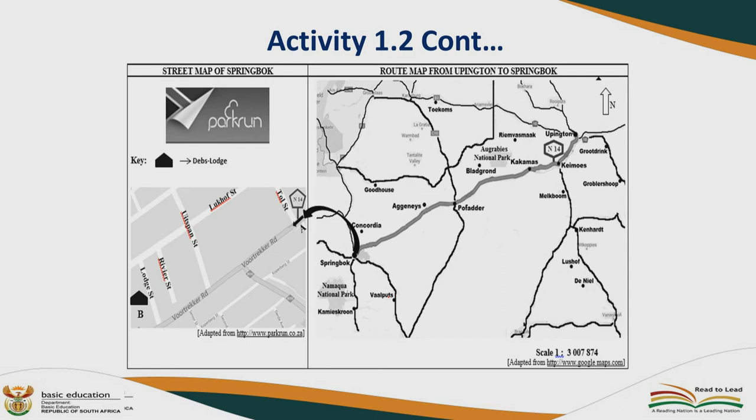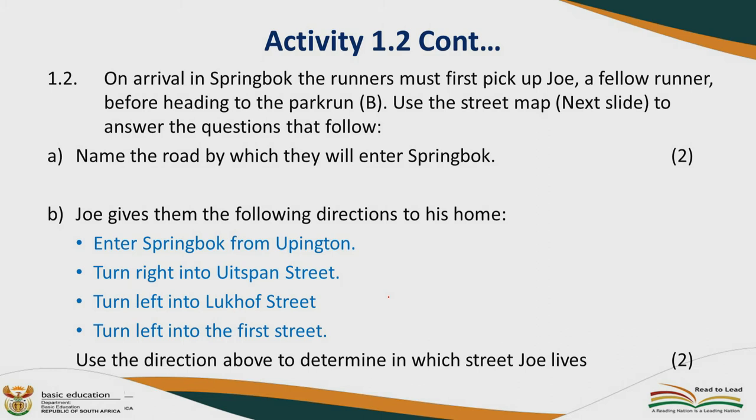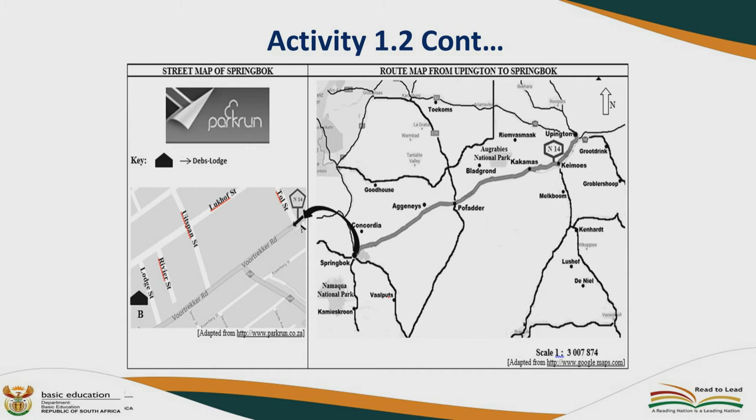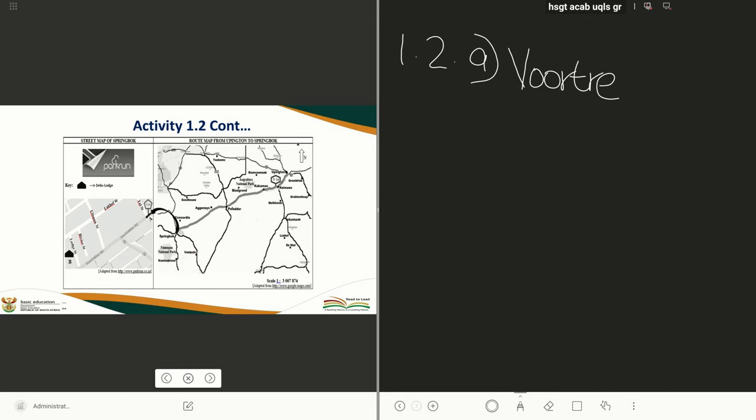1.2a, name the road by which they will enter Springbok. If these people are traveling using the N14 and they are entering Springbok, they're going to enter using this street. This is Springbok. The arrow indicates that they are entering Springbok. So as they enter Springbok, that is the street that they are using. The name of the street is Voortrekker. So the answer is Voortrekker, or Voortrekker Road. That is the name of the street that they will be using.